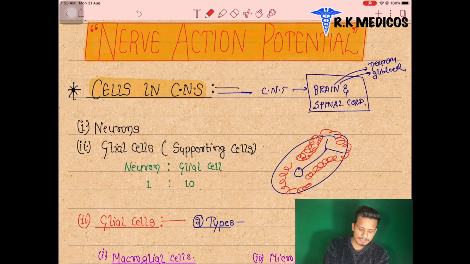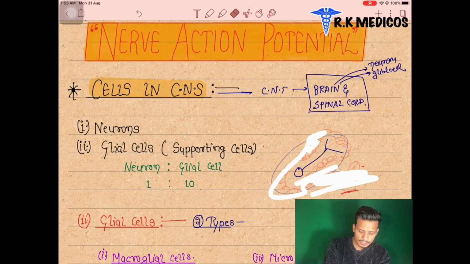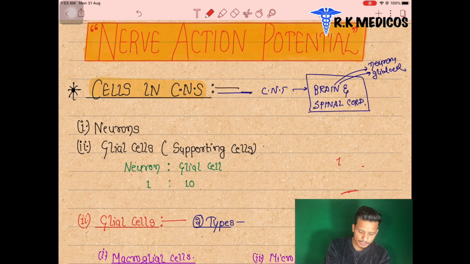So the supporting cells make up 9/10 of the central nervous system. It means that when 10 cells are present in the central nervous system, 1 is a neuron and 9 are glial cells. It means the number of glial cells is very high. The neurons are the functional cells and the glial cells are the supporting cells. They just support.